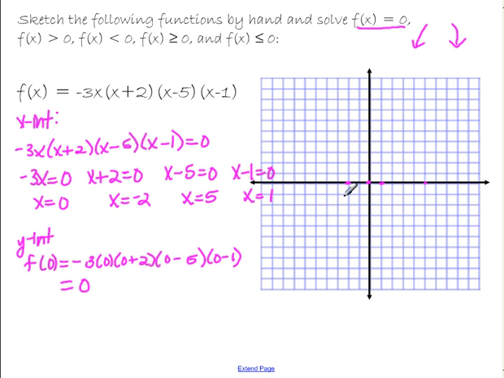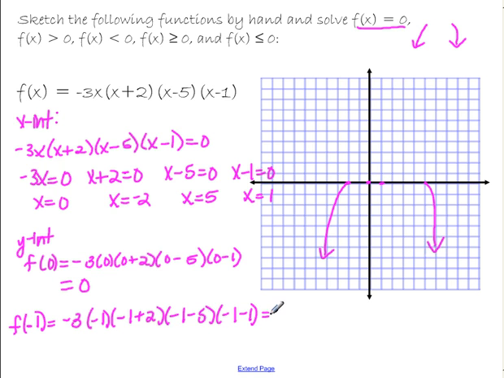Now we also know the end behavior, right? We know what's happening to the left and to the right of those last intercept points. So we need to find out what's happening between these others. So that is between the -2 and 0, 0 and 1, and 1 and 5. And so we need to find out for a value between -2 and 0, let's say for -1, what is f of -1? So if we plug that in, we get -3 times -1 times -1 plus 2 times -1 minus 5 times -1 minus 1.